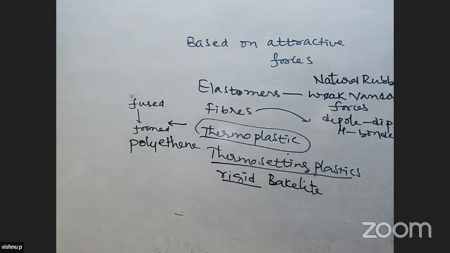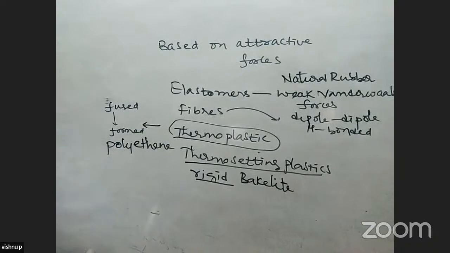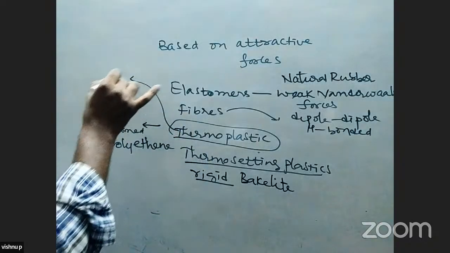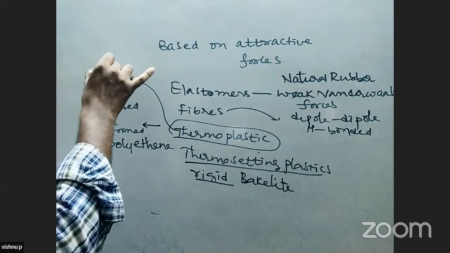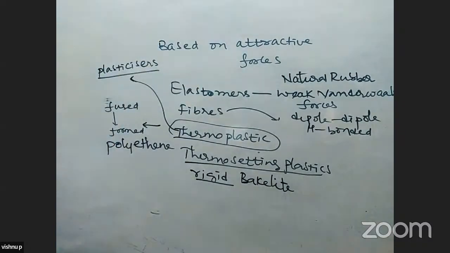Okay. Some plastics after regeneration are soft, some plastics are not so soft, they are hard in nature. To convert thermoplastics into soft, we use some chemical substances which are called plasticizers. To convert thermosetting plastics into soft, we use plasticizers.